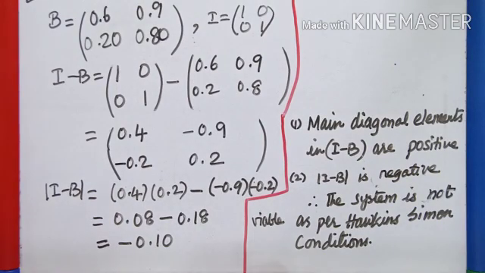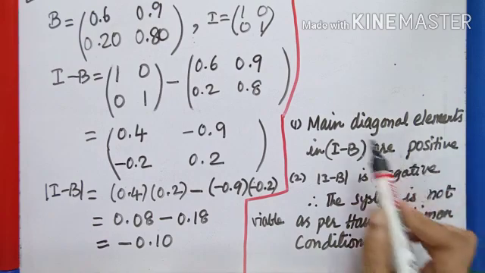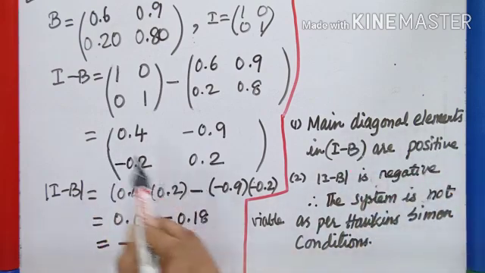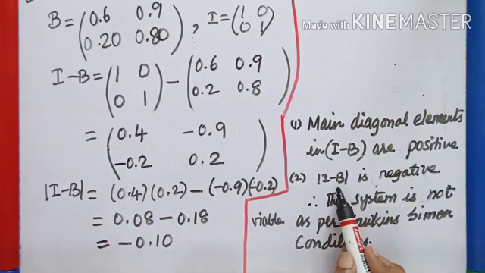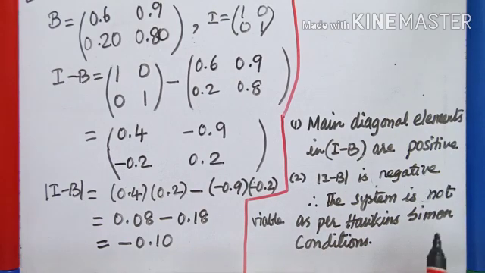So these problems will come under 2 marks. Remember the two conditions. Main diagonal of I minus B must be positive. Determinant is positive, it is viable, and negative tells it is not viable.